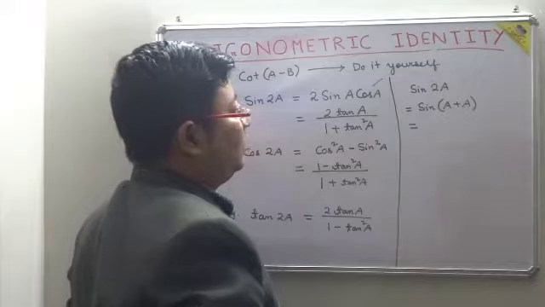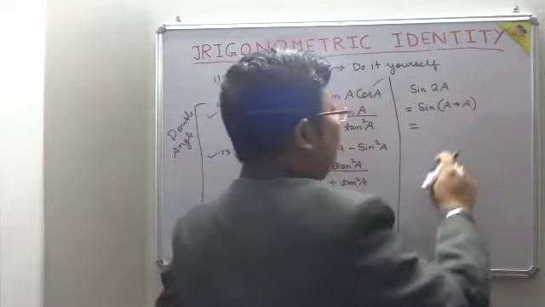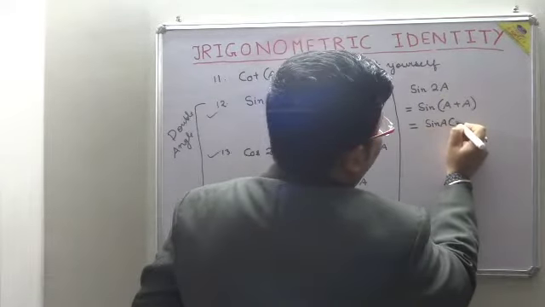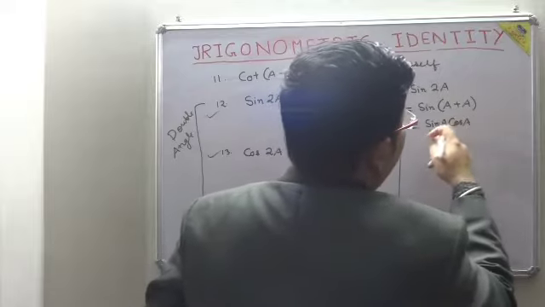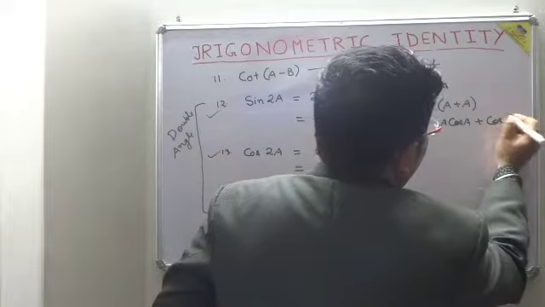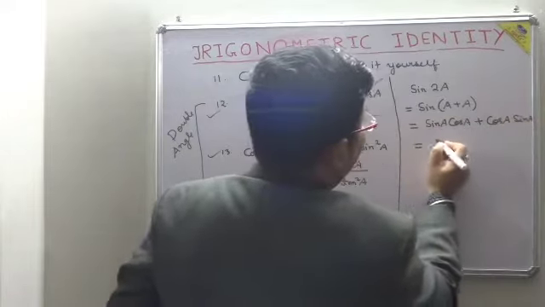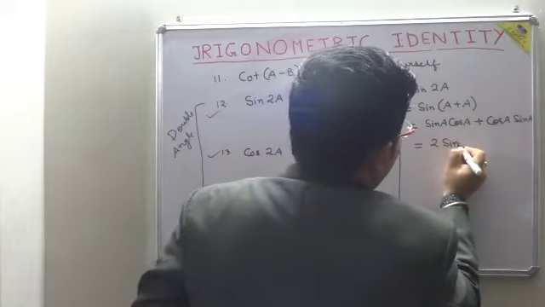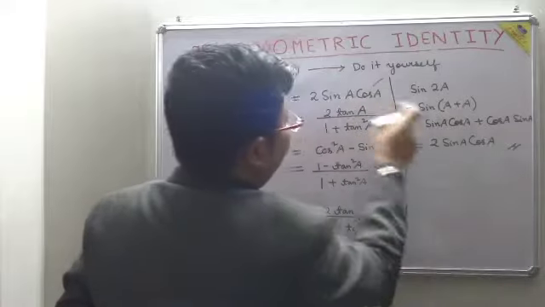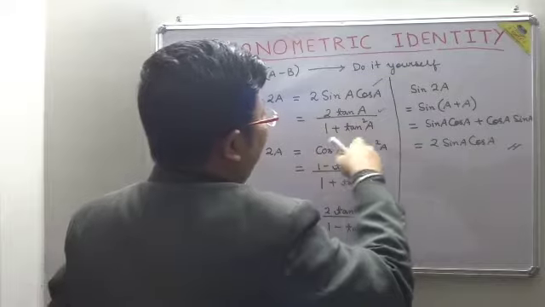Formula number 4, sin A plus B. Think this as A and think this as B. So I'll write it as sin A cos B. Here B will be A only. Sin A cos A plus cos A sin A. Now what you can write? 2 sin A cos A. Have you got it? Yeah, we got it. But remember directly this one, 2 tan A divided by 1 plus tan square A.